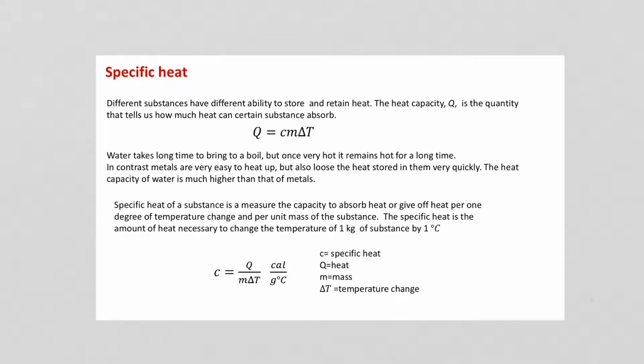Different substances have different ability to store and retain heat. The heat capacity Q, also known as just amount of heat, is the quantity that tells us how much heat a certain substance can absorb. The heat capacity Q is calculated as the product of a coefficient C, which is known as specific heat, the mass of the substance that is being heated, times the change in temperature.